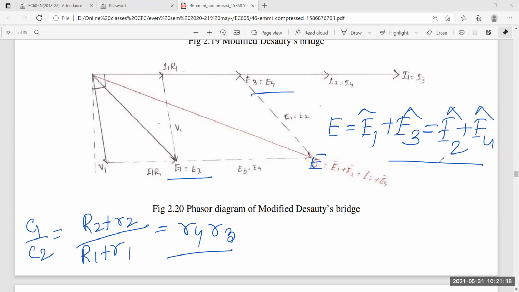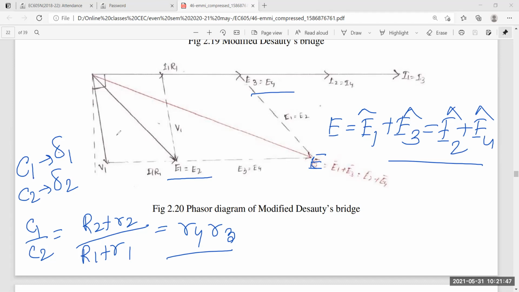Now from here we have to mark the phase angles of the capacitors. The phase angles of the capacitors C1 and C2 are del 1 and del 2. So C1 will have the phase angle del 1, and C2 will have the phase angle del 2.